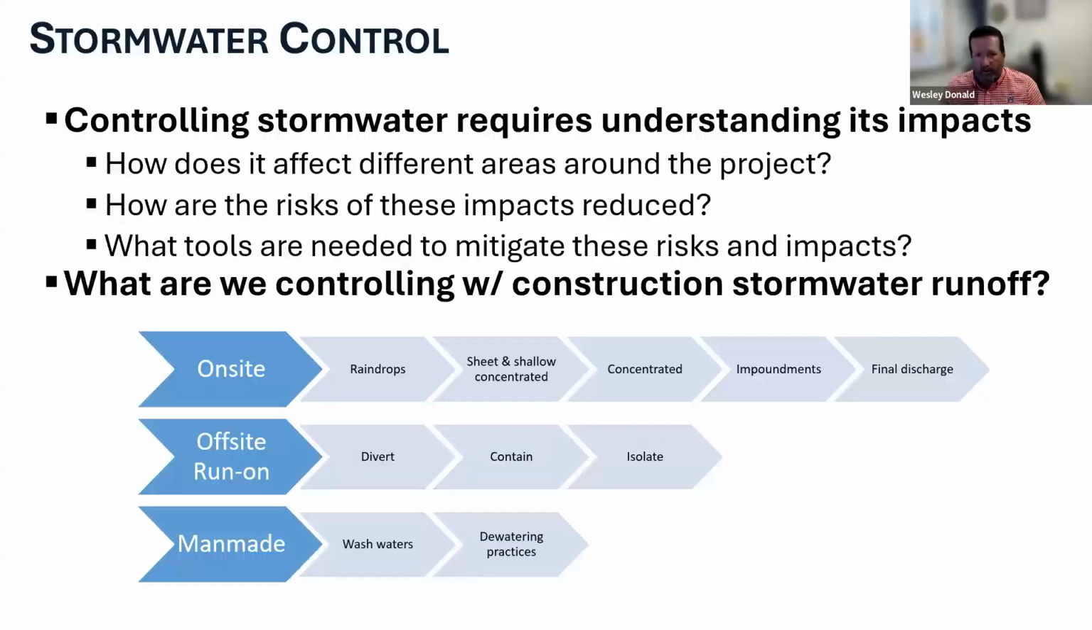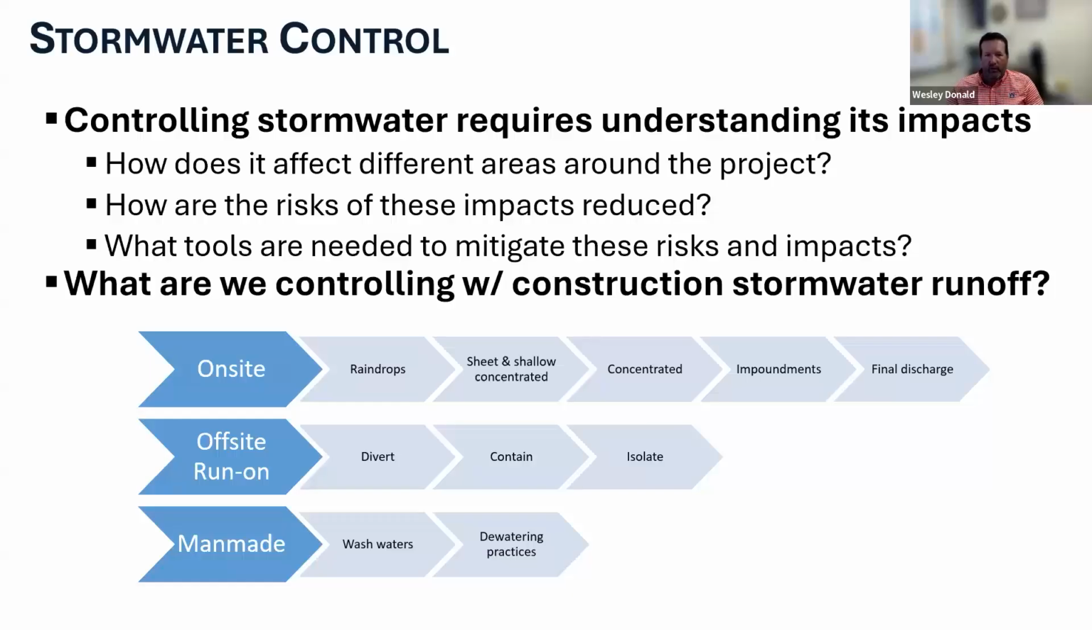So controlling stormwater is going to require us to understand its impacts. How does it affect the different areas around our project? Are we impacting areas downstream in a negative way? And what are going to be the risks associated with these impacts? And how can we reduce those risks?